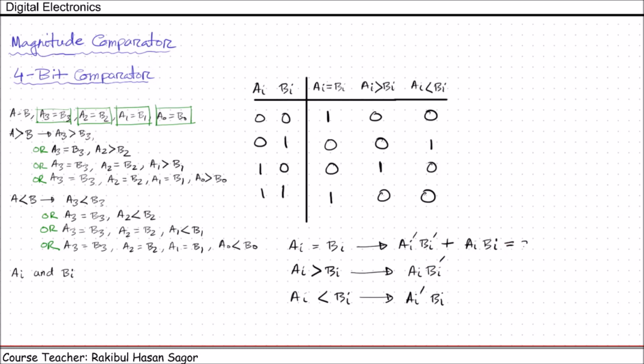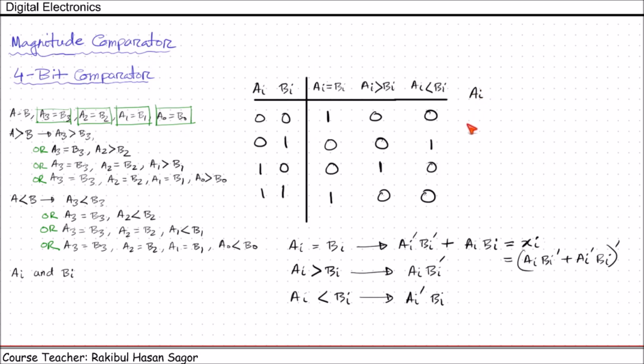Let's put this value equal to XI. That means XI will be 0 if AI is not equal to BI, and XI will be 1 if AI equals BI. Now here we have AI BI prime and AI prime BI. These are to be constructed using logic gates. In order to minimize the number of logic gates, we'll express this in terms of these two variables. We can write this function as the complement of AI BI prime plus AI prime BI. You can prove this by using De Morgan's theorem.